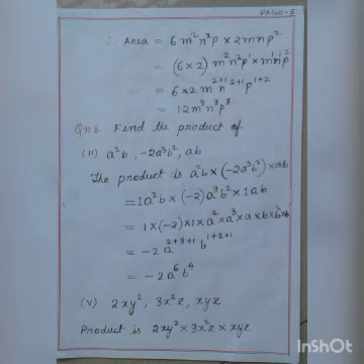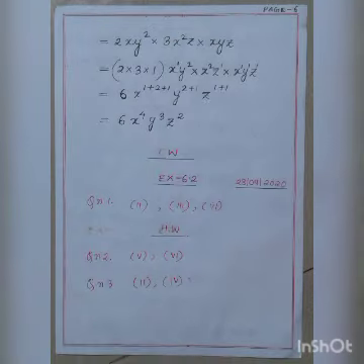Question number 5. Find the product of 2xy square, 3x square z and xyz. So it will be 2xy square into 3x square z into xyz.